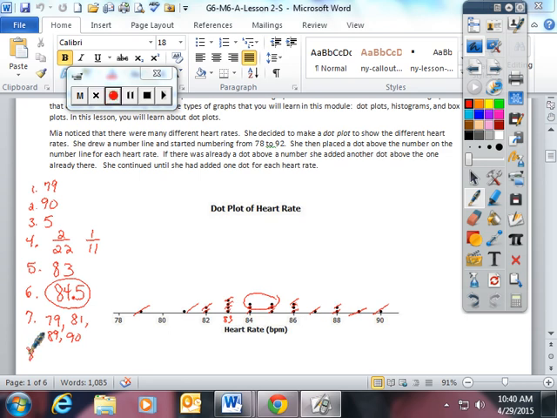Okay, question 8. If Mia's teacher asked what the typical heart rate for 6th graders in the class is, what would you tell Mia's teacher?